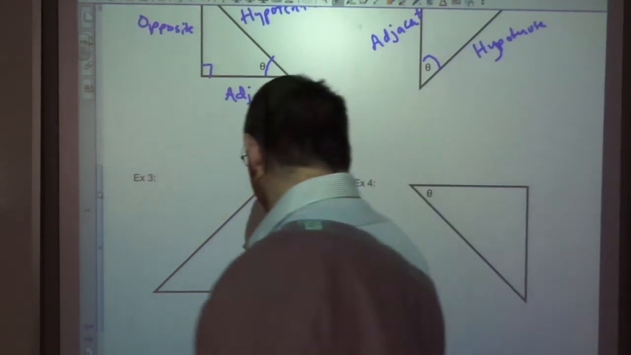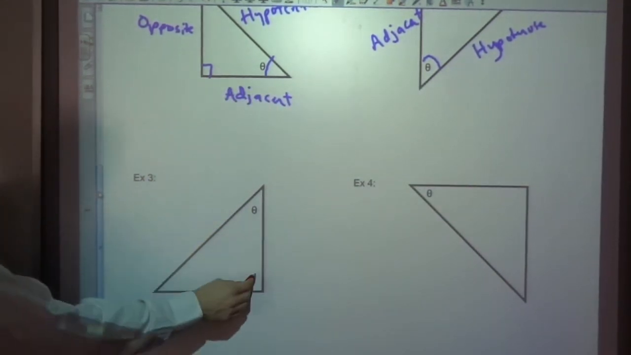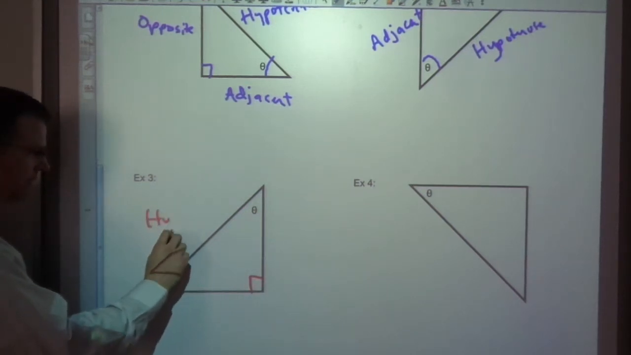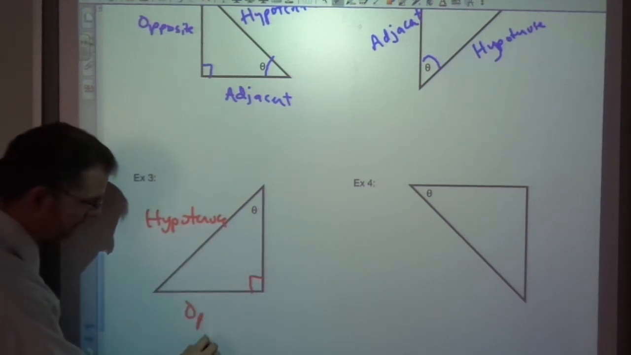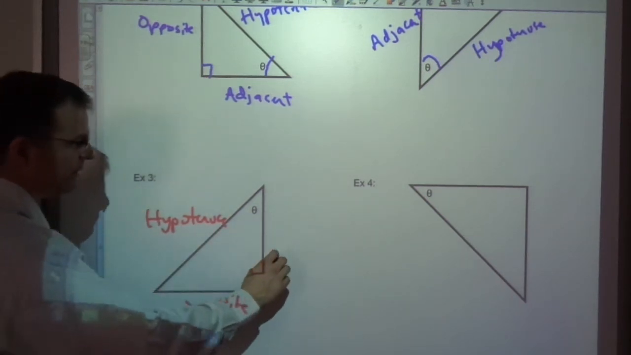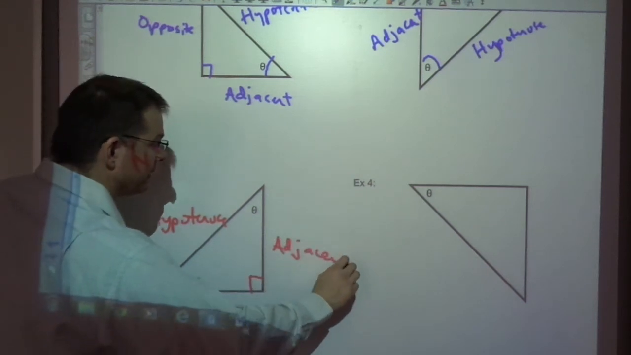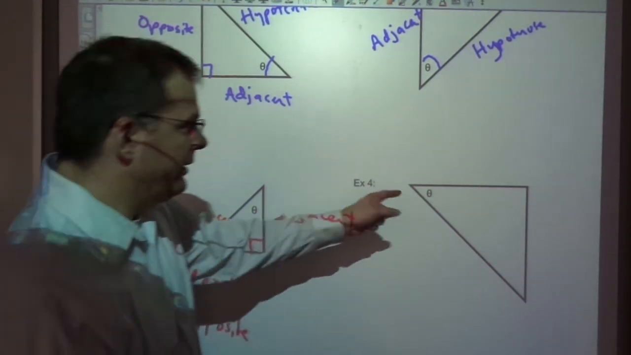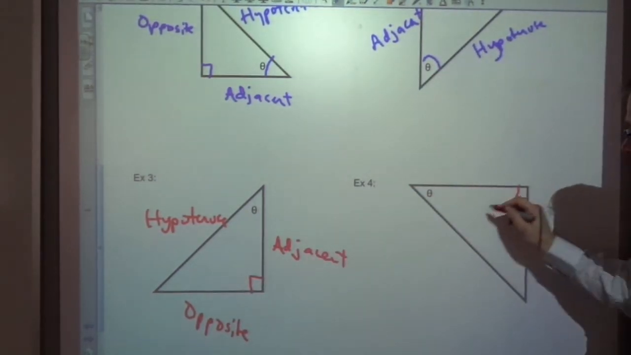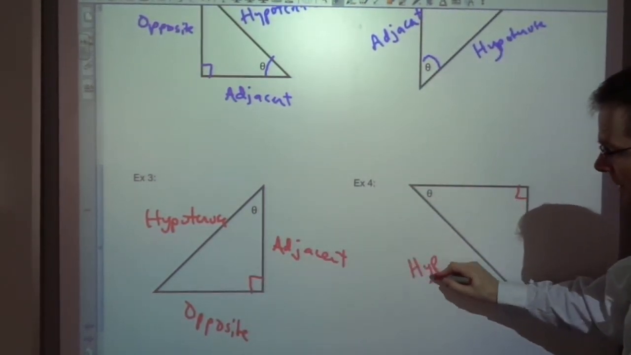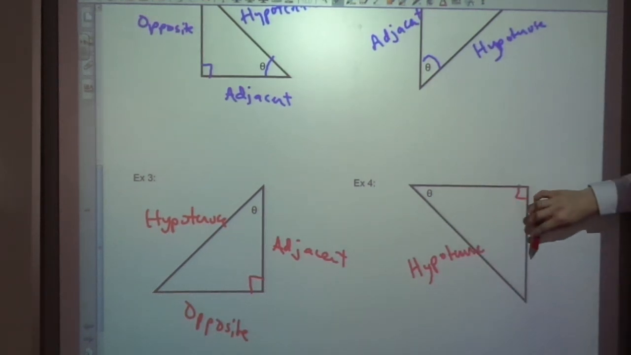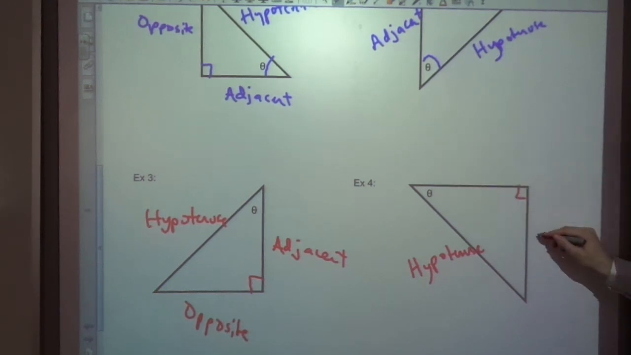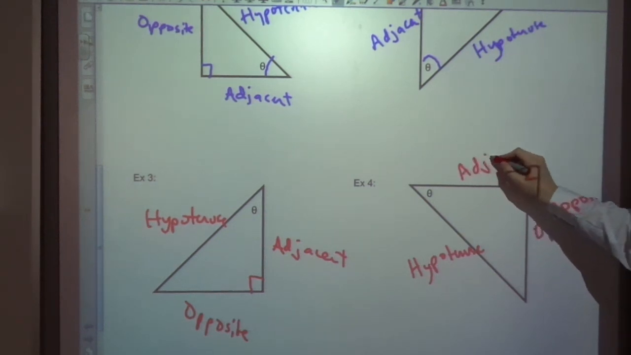restart. Okay, so this one is the angle of reference. Here's the 90 degrees, so this one is hypotenuse. The one across is the opposite. The one next to, adjacent. This one, here's my angle of reference. Here's my 90 degrees. This one is hypotenuse. Here I am sitting here. I see one next to me and one across from me. The one across from me is the opposite. The one next to me is the adjacent.